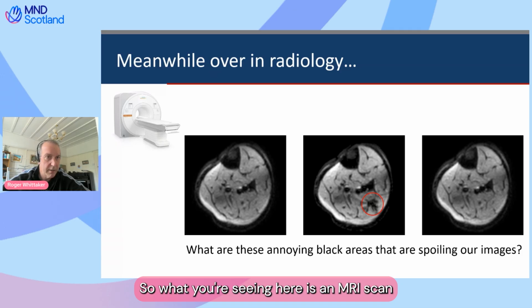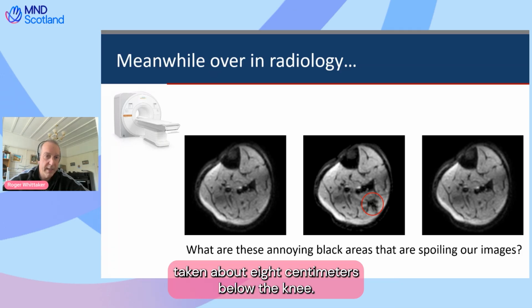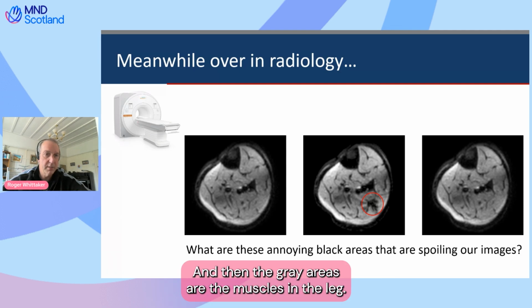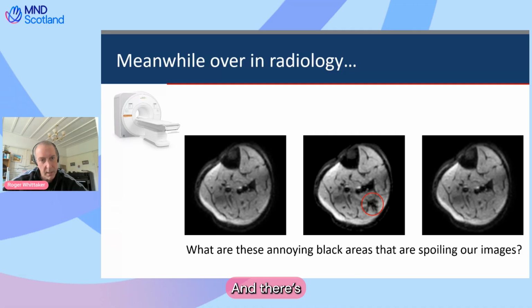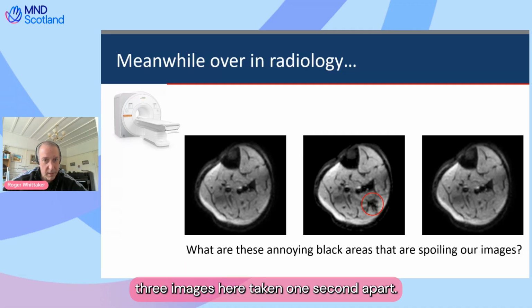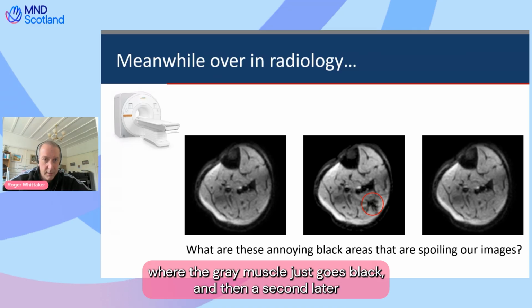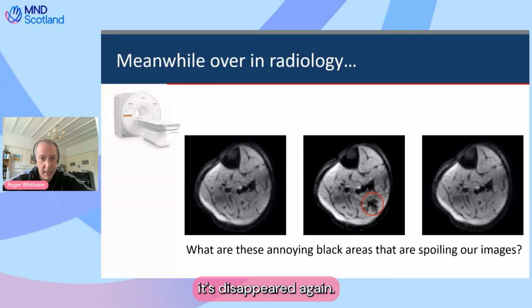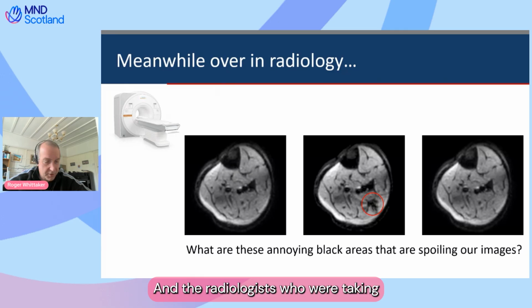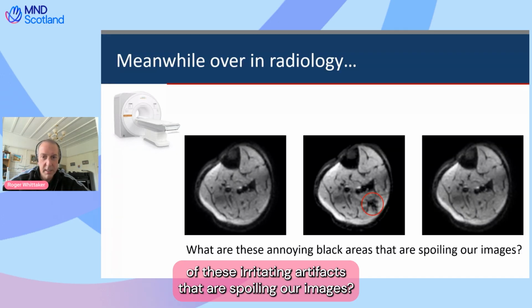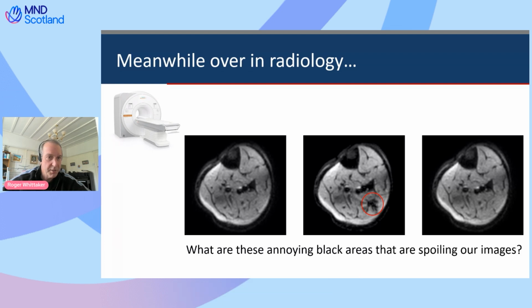So what you're seeing here is an MRI scan taken about 8 centimeters below the knee. The black areas at the top of the image, that's the bone, and the gray areas are the muscles in the leg. There are 3 images here taken 1 second apart. In the middle image, I've circled a region where the gray muscle just goes black, and then a second later, it's disappeared again. The radiologists who were taking these images were thinking, how do we get rid of these irritating artifacts that are spoiling our images?